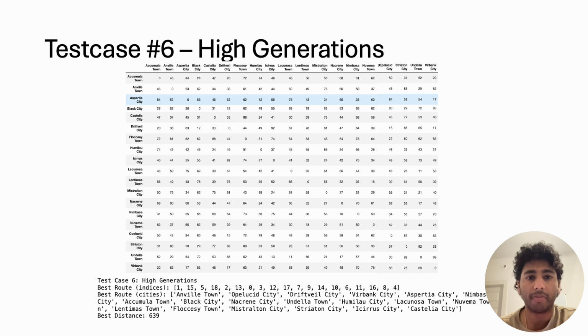This test case involves a much higher amount of generations. This means that the algorithm has a better chance of finding an optimal solution. As expected, this algorithm performs very well but is computationally expensive.